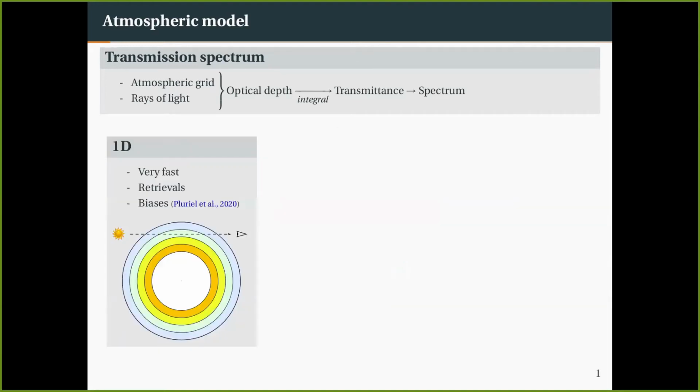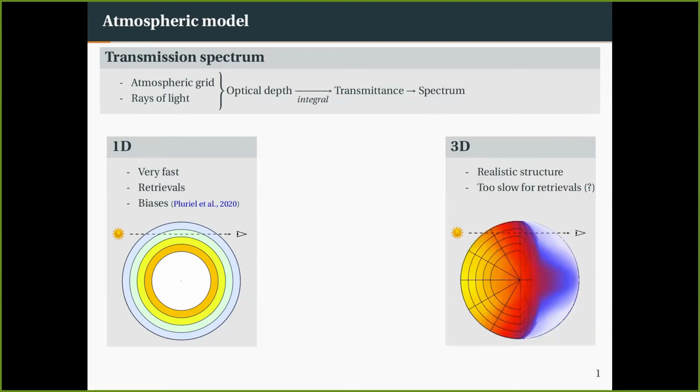So the usual approximation nowadays is to use a 1D approximation, because obviously it's much faster than a full 3D model. And so it can be used, for example, in the context of retrievals. The only problem is that, as we've said before, planets are 3D, so for a 1D approximation, there could be some biases, and this is especially the case, as has been shown by William Curiel, on ultra-hot Jupiters.